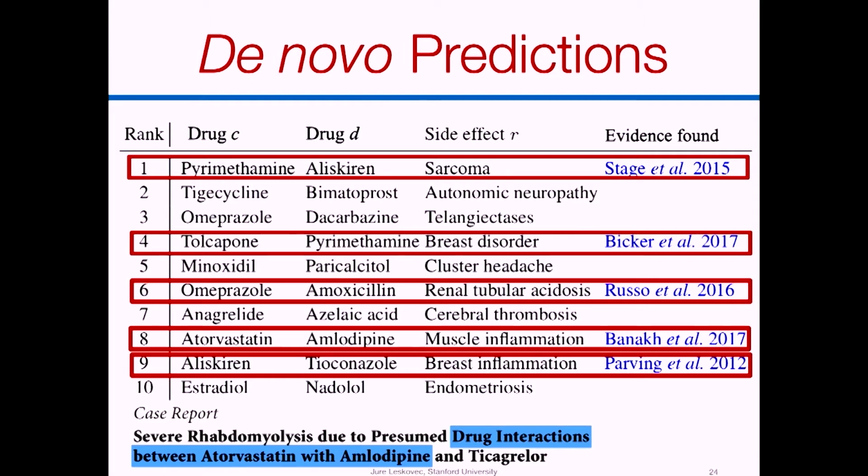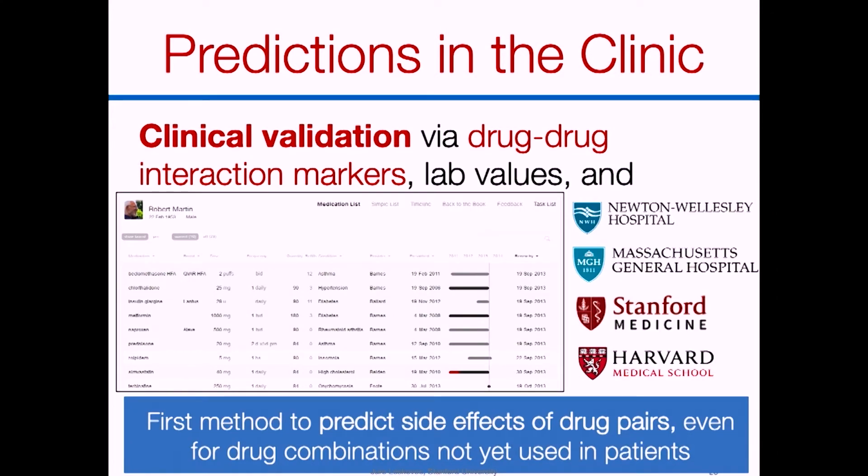And for other predictions, they serve as good hypotheses for what to test next in biological labs. What we are doing right now, working with hospitals, Harvard Medical School and hospitals in the Boston area, as well as Stanford Medicine, is to go and verify our predictions using their patient data.